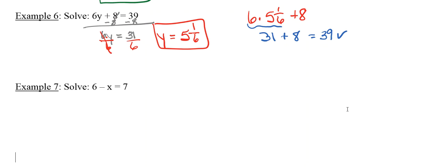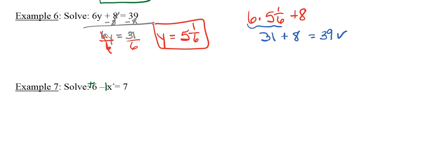So our last one that we're going to tackle here is 6 minus x equals 7. So on this one, we have the number in front of the variable. So the 6 is actually a positive 6, so you want to think of it that way. There's a -1 here with that x equals 7.